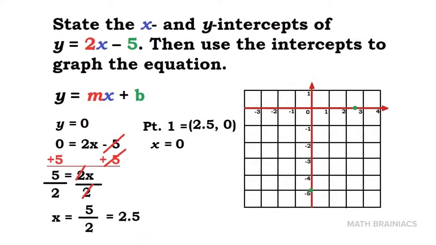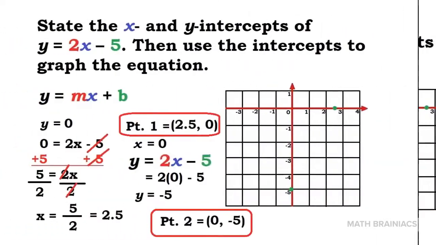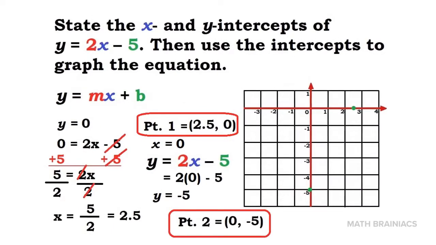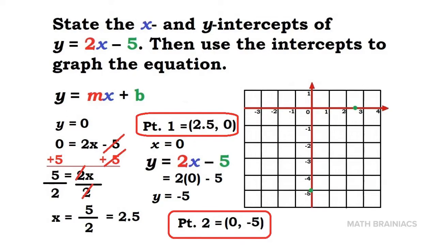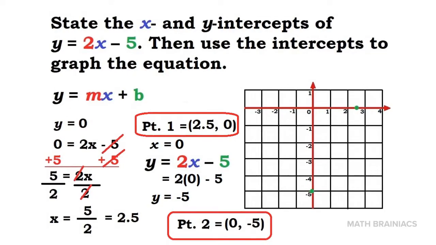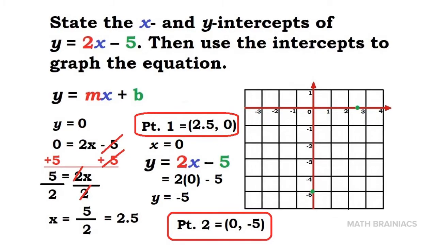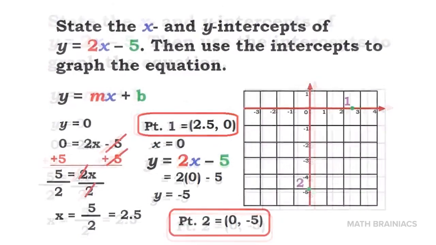We finished setting y to 0. Now let us set x to 0. Substituting x into the equation, it will give us 2 times 0 minus 5. Accordingly, y = -5. Therefore, our point 2 is when x is 0, y is -5.